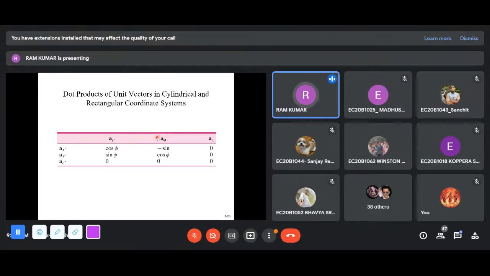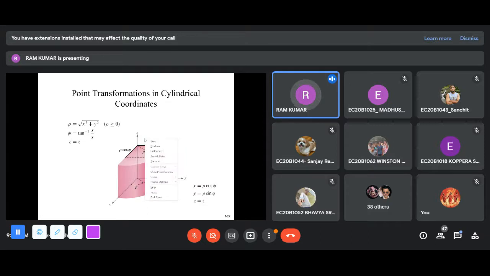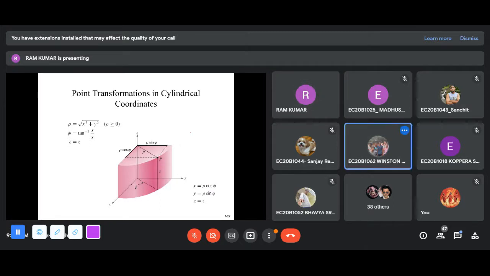Actually, this does not indicate the angle. See, we have an x, y, z coordinate system.